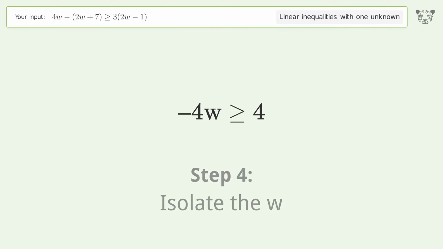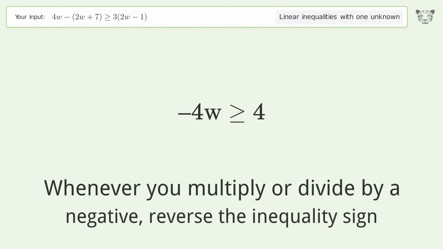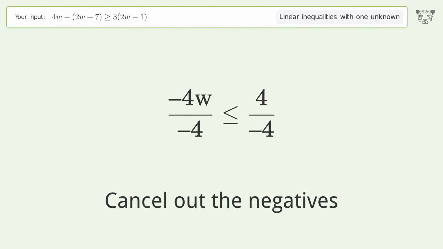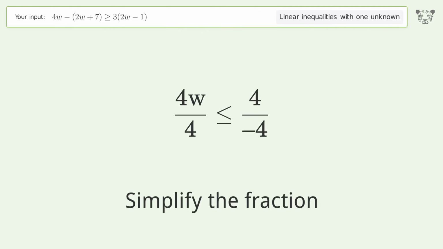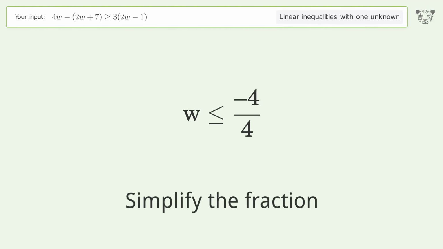Isolate the w. Divide both sides by -4. Whenever you multiply or divide by a negative, reverse the inequality sign. Cancel out the negatives. Simplify the fraction. Move the negative sign from the denominator to the numerator. Simplify the fraction.